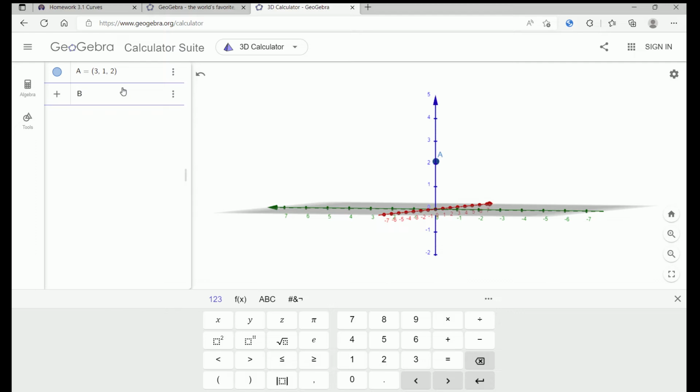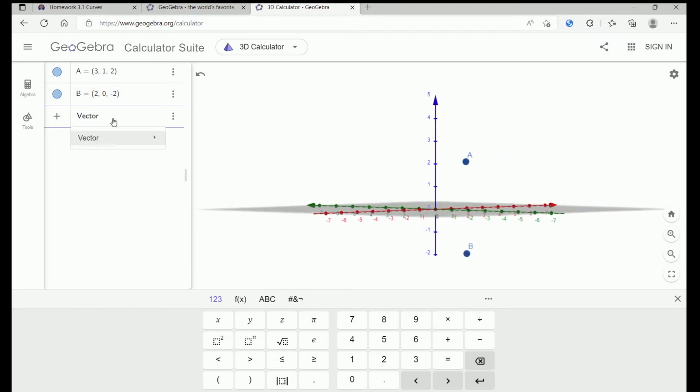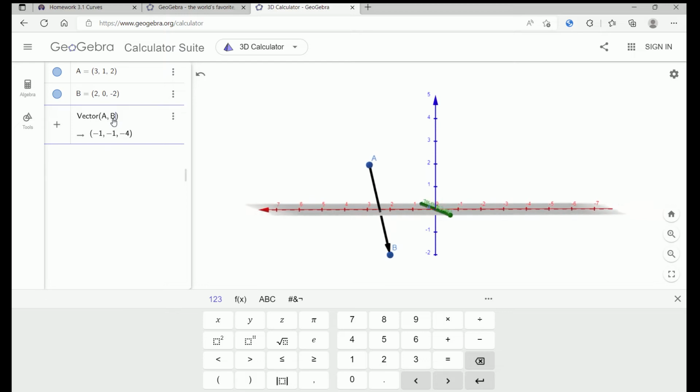I can put in another point. 2, 0, -2, why not? Right, there's a point. So now I've got 2 points in space. And if I want a vector, I just start typing vector. If I want it to go from A to B, I can do A, comma, B. If you just do vector A, it just makes a vector going to that point.